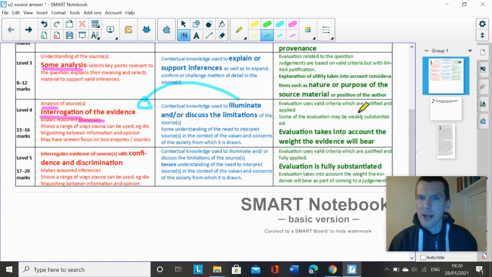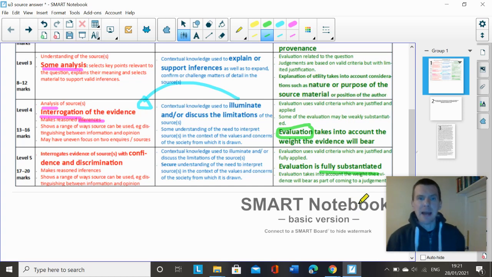And then here in the final column, evaluation will take into account the weight the evidence will bear. What that means is that you're saying, how valuable is this? How much confidence can you put in what the source is suggesting? And it's fully substantiated, that you've got really good reasons for saying that. Let's have a look as well, because there is stuff about taking into account the nature or purpose of the source material here. The provenance is used too.